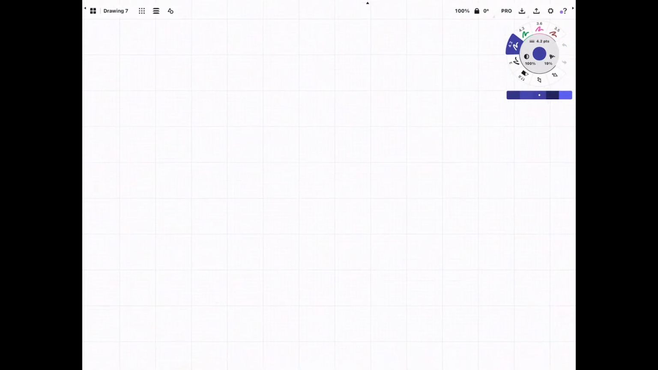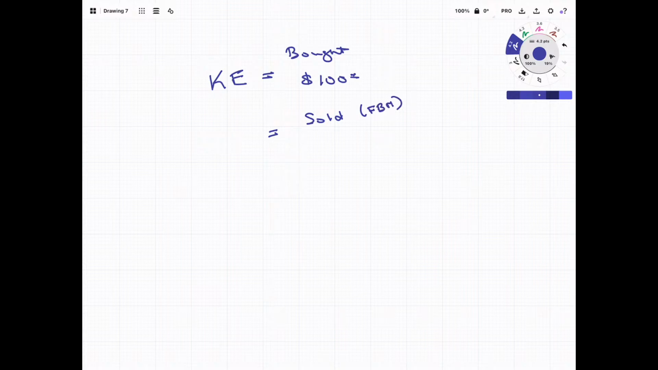Let's pretend I bought something for $100. And then let's say I sold it on Facebook Marketplace for $80. This is a loss. Why? Because I originally paid $100, but when I sold it, I didn't get my $100. I got $80. So I'm missing all that difference right there.